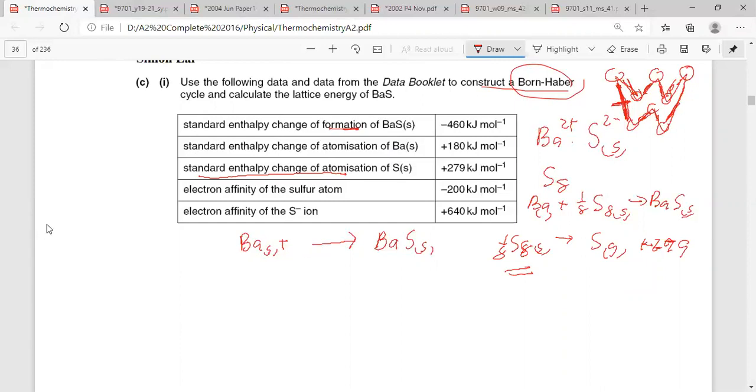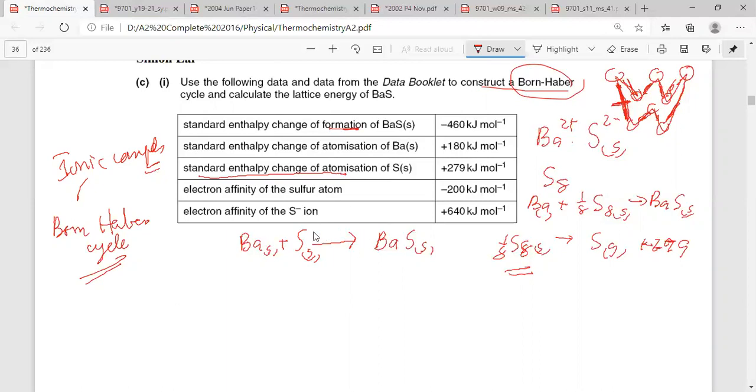Okay, for the Born-Haber cycle. The Born-Haber cycle is for calculation for what? Ionic compounds. Okay, I'm looking at my time much today. We put a solid here, from here to here.